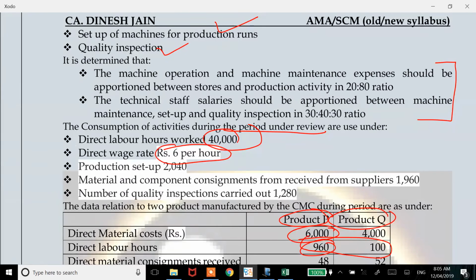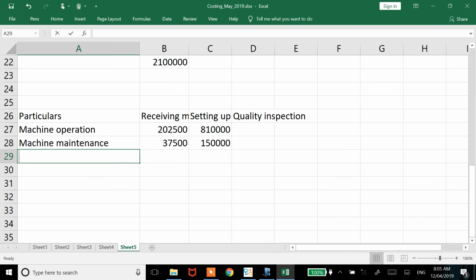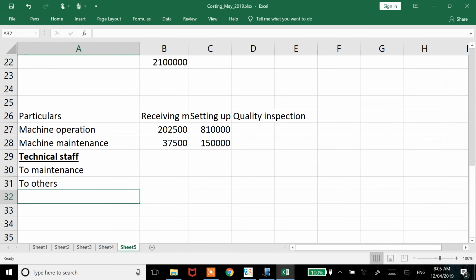Now they're saying technical staff should be apportioned between maintenance, setup and quality inspection. The problem is maintenance is not an activity for me. Maintenance will have to be further split as 20:80. Now listen, technical staff, I'll split this into two: maintenance and others. Listen for a minute.